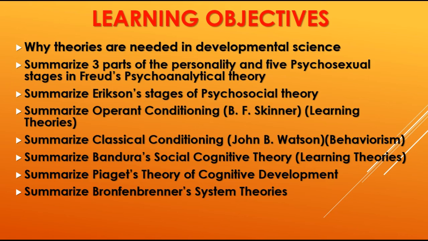We will summarize Bandura's social cognitive theory, which is a learning theory, and his theory of observational learning and what he believed about that as it referred to how children grow socially and develop. We will talk about Piaget's theory of cognitive development, who is one of the leading cognitive developmentalists of theory that we still use today. Finally, we will talk about systems theory and what that means and how one's fit in that situation.